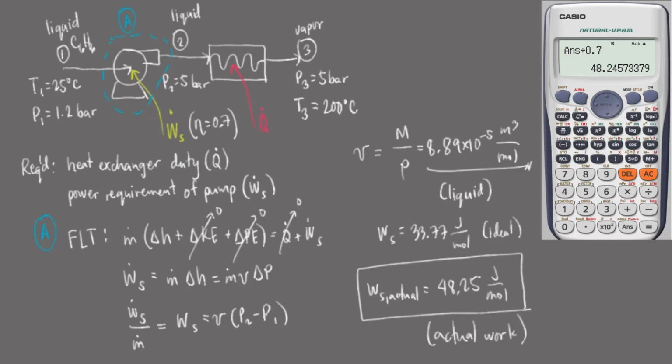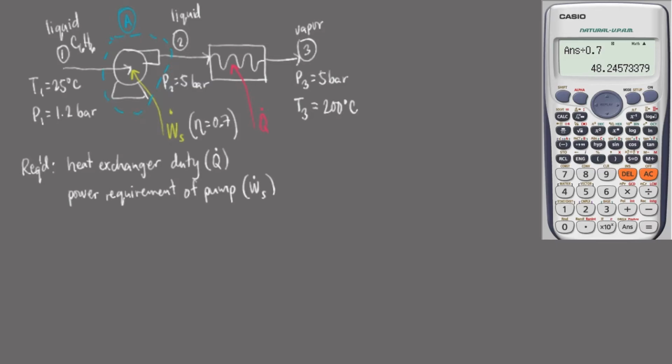Of course, you can always convert the value of the specific work to convey energy per mass instead of energy per mole. But for now, our units of joules per mole would be sufficient for this problem. Let's proceed with the determination of the heat exchanger duty.